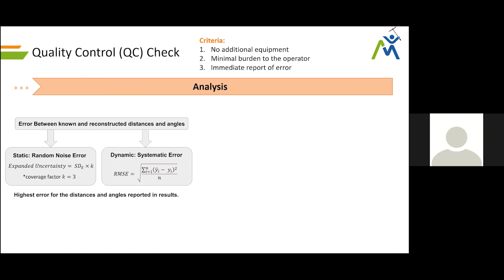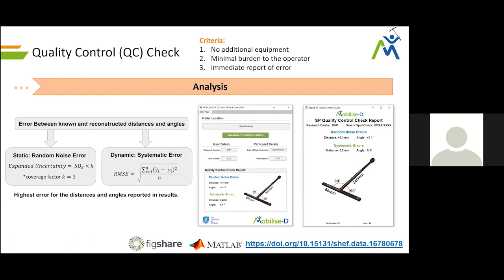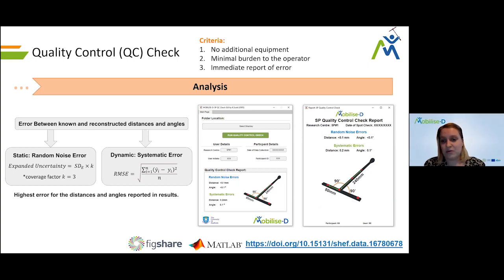So to ensure that we could easily promote this within the Mobilise-D study and have this immediate reporting of the errors, we've compiled all this processing and analysis into a GUI, which gives us an immediate report of the errors, but also gives us a PDF version of that report that we can then slip in with the data that we've collected, so that we have the errors there to compare between the different data. This GUI source code is available via Figshare in the link below.